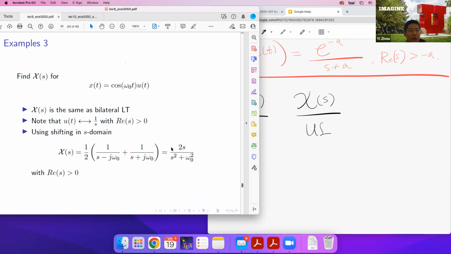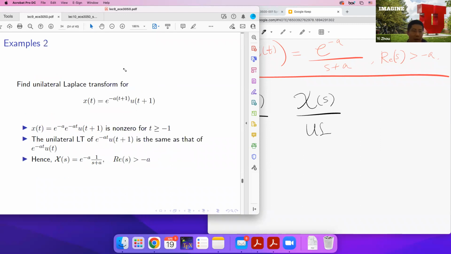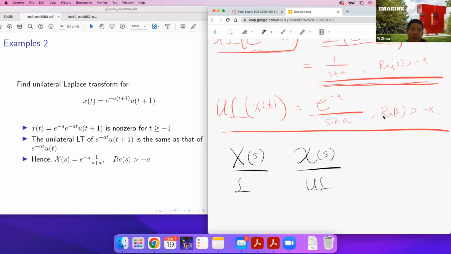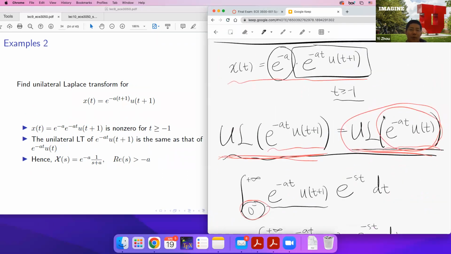What are the restrictions to using this? I think here, if you look at each step, we're trying to leverage all the basic properties of the unilateral Laplace transform. So the idea is to reduce the unilateral Laplace.